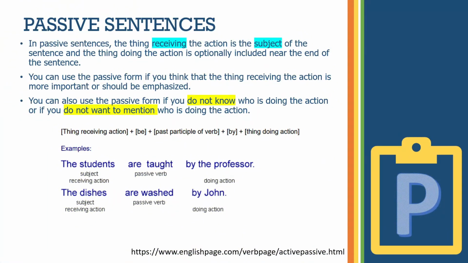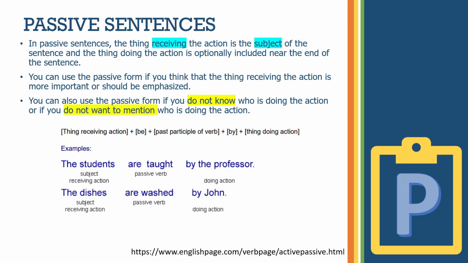You can also use the passive form if you don't know who is doing the action or if you don't want to mention who is doing the action. And this is the format that you can take a look at. Thing receiving action plus be plus past participle of verb, or in Indonesia we call it as verb 3, plus by plus thing doing the action or the action doer, yeah, or the doer.